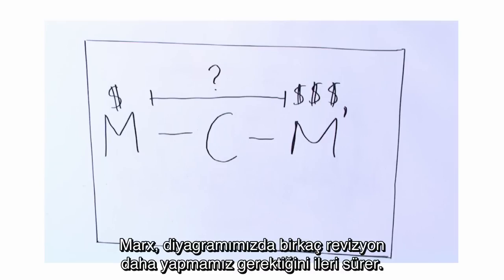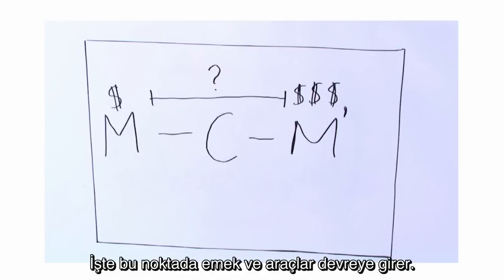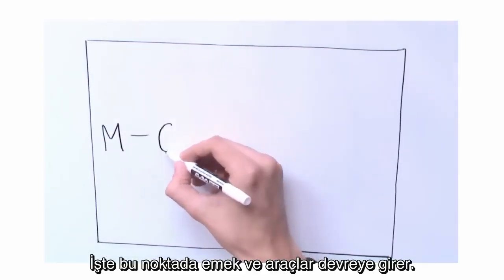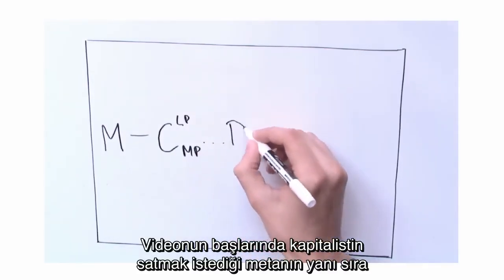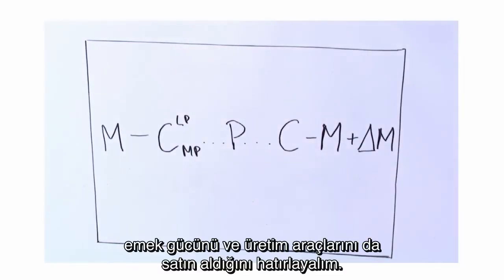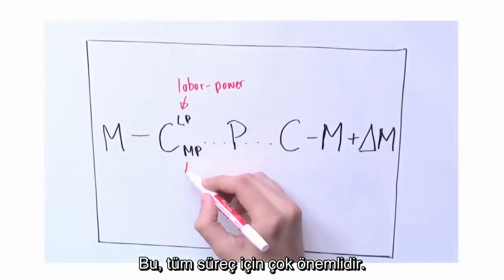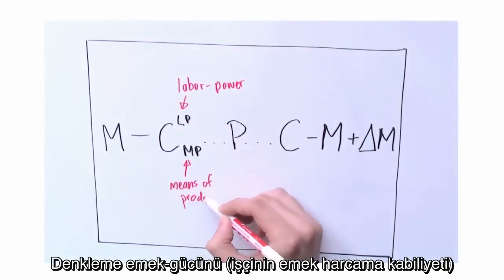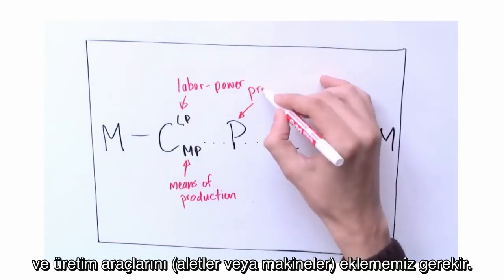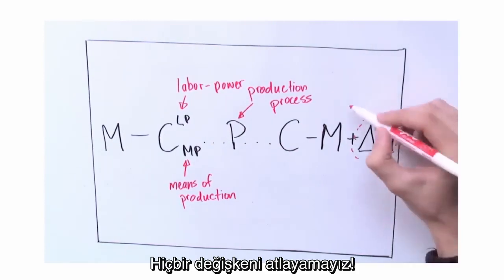Well, Marx argues that we need to make a few more revisions to our diagram. Something happens to the commodity before that selling point. What is that something? Well, this is where labor and tools come in. Remember earlier on in the video that the capitalist bought, alongside the commodity he or she wants to sell off, labor power and the means of production. This is very important to the whole process. We need to insert labor power, the worker's ability to put in labor, and the means of production, the tools or machines, into the equation. We can't leave out any variables.